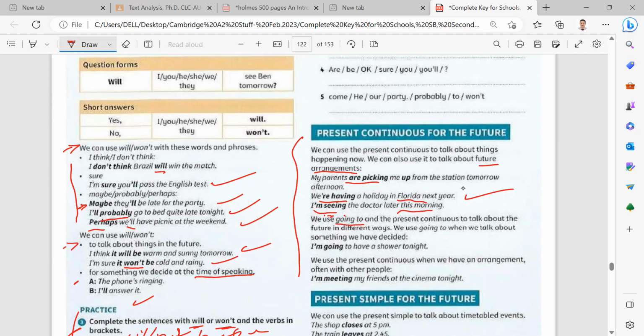We use going to and the present continuous to talk about future in different ways. We use going to when we talk about something we have decided. I am going to have a shower tonight.